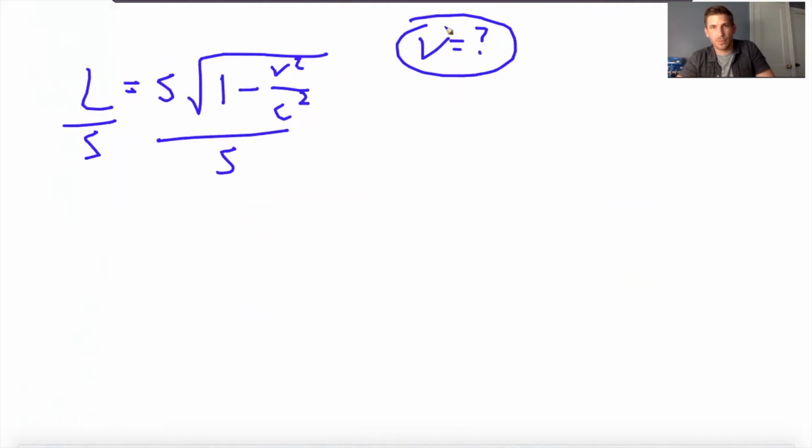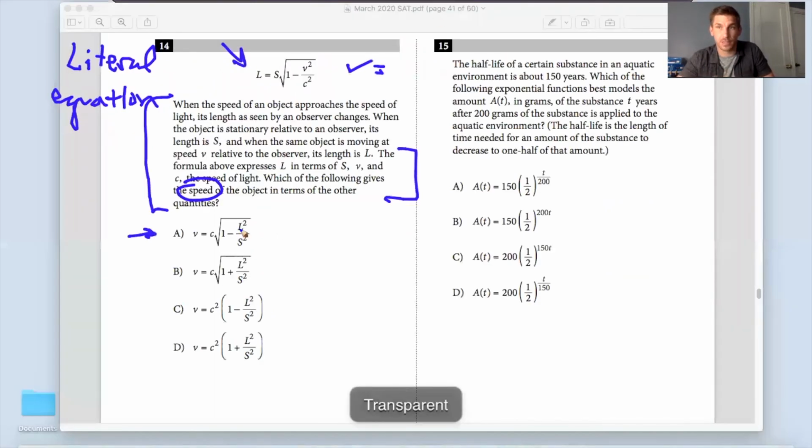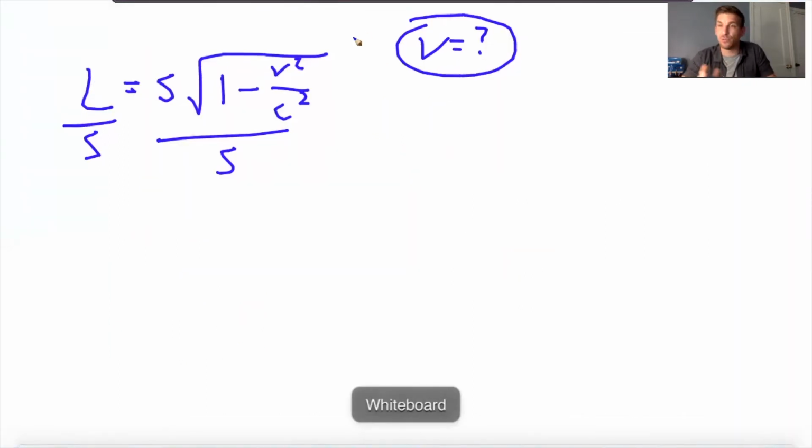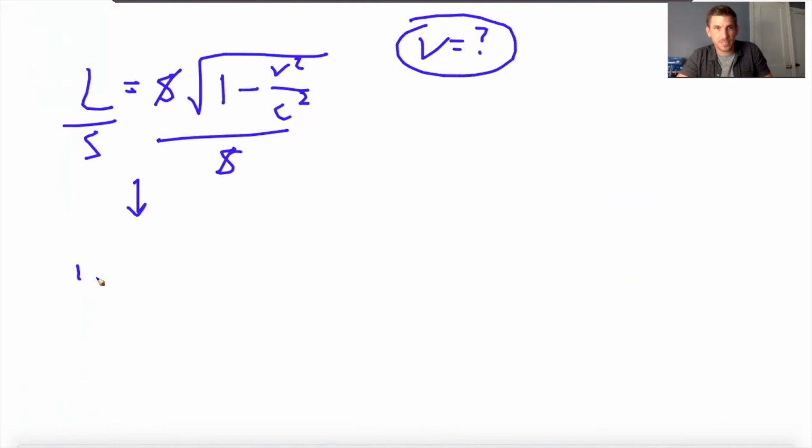And so I want to go back to my answer choices real fast to see, oh, they did L squared over S squared, right? So this is a good step. Notice what I'm doing, I'm guiding myself, if you need to do that for whatever reason. So now the S's will cancel, and I'll draw a little arrow so you can see the steps. Here I have L over S equals radical 1 minus V squared over C squared.